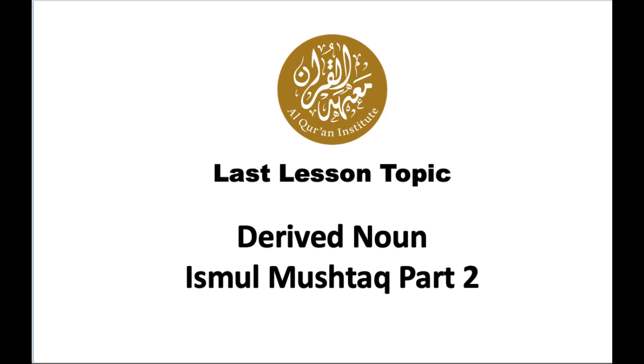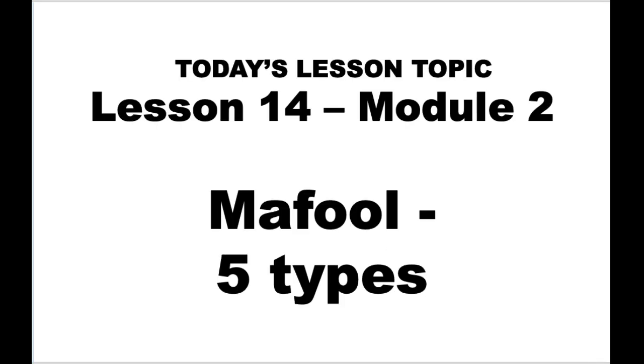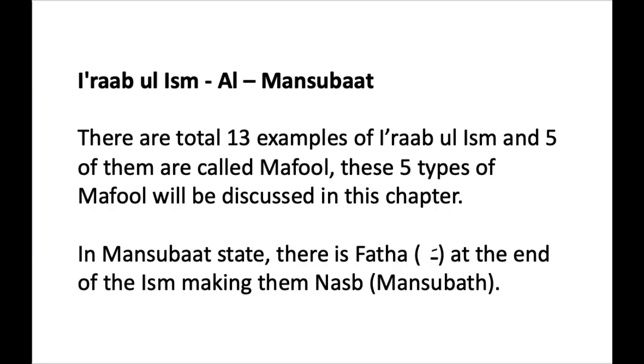Alhamdulillah. We have learnt about derived noun or Ismul Mushtaq part 2 in our last lesson. And today we are going to study lesson 14 of module 2, and the topic is 5 types of Mafool. Please note that there are total 13 examples of Iraabul Ism, and 5 of them are called Mafool. These 5 types of Mafool will be discussed in this chapter.